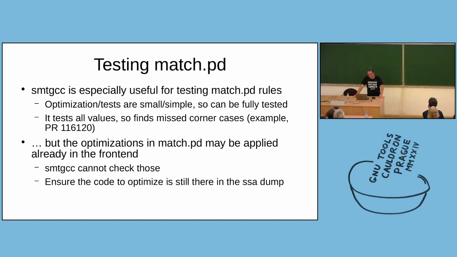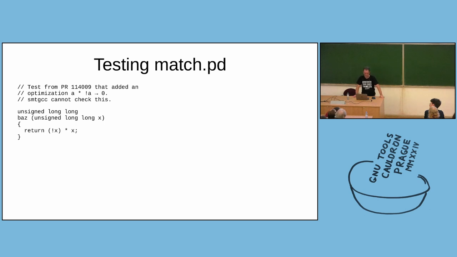So if I continue here, one problem is that the front end may do the folding already. So when it comes to smtgcc, which starts from the first SSA form GIMPLE, it just returns zero or something. One example of this was added in this ticket some months back. This is an optimization that takes A multiplied by not A and folds it to zero. So this test case was added in that bug. And a perfectly fine test case, but it gets folded in the front end. So everything smtgcc sees is return zero. So nothing to do.